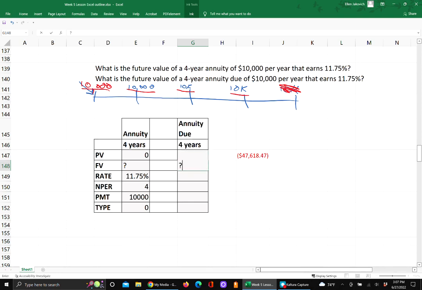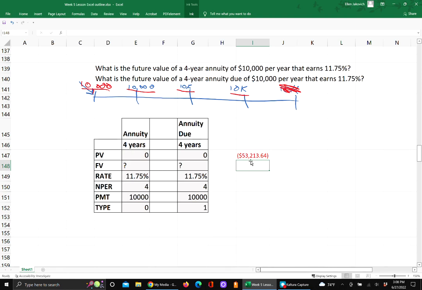Future value, still what we're trying to solve for. Rate, still 11.75%. Number of periods, still 4. Payment, still 10,000, but type switches to 1. Now, I'm going to double click on this and you'll see all of this. But where it says E52, this type equals 0, I'm going to replace that with G152, which is where my 1 is. Hit enter and look at that.